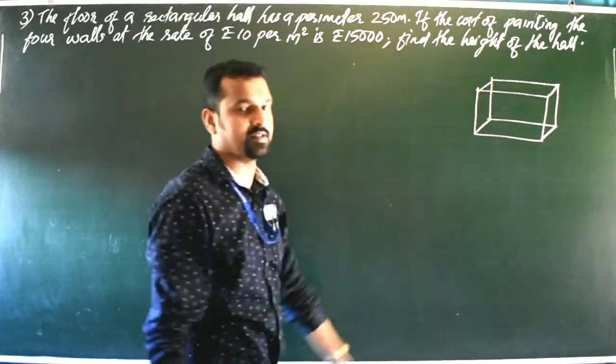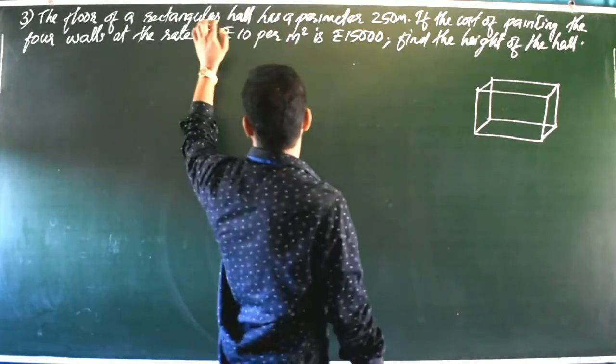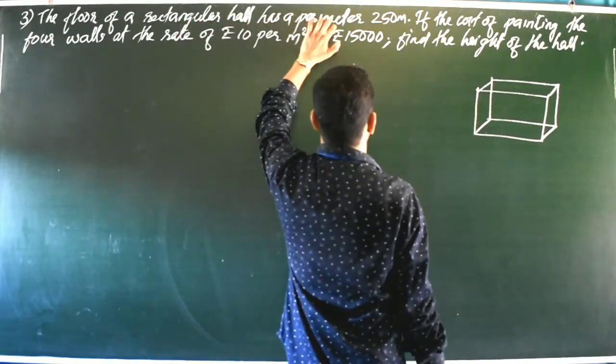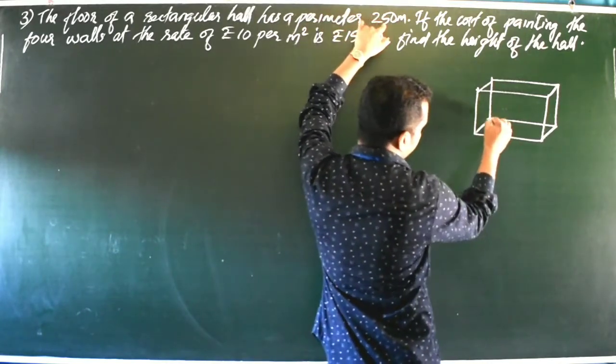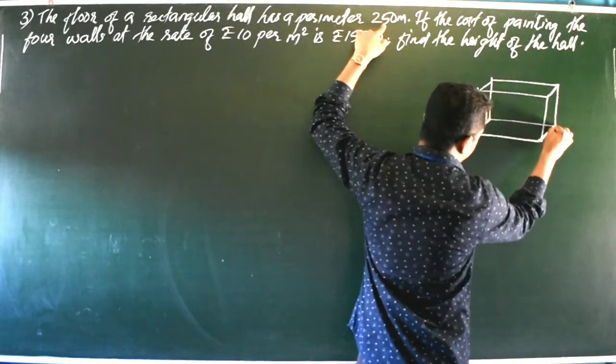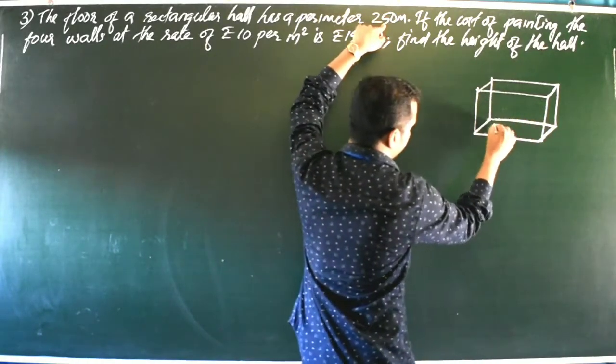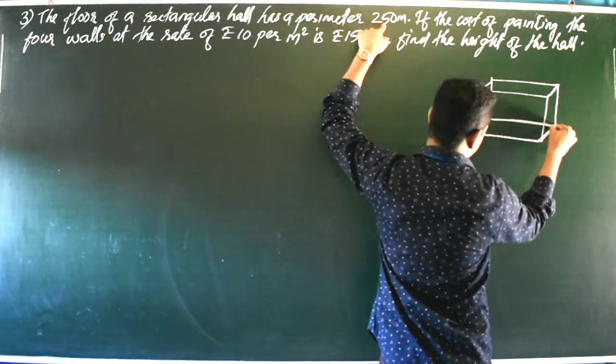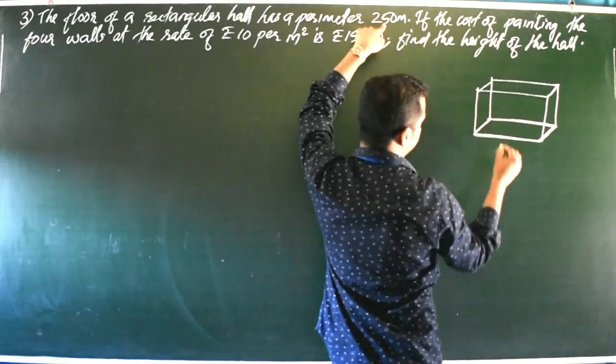Rectangular hall means it is in the form of a cuboid only. The floor of a rectangular hall has a perimeter of 250 meter. That is the perimeter of this floor. The perimeter of this floor is equal to 250 meter.